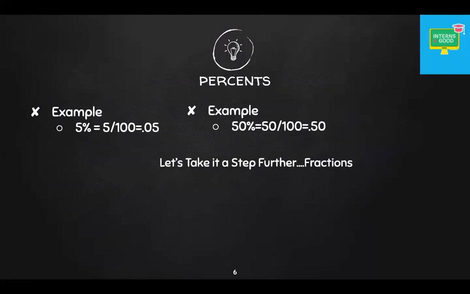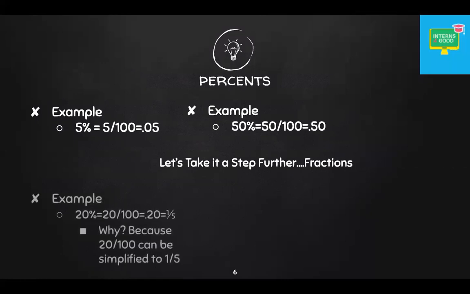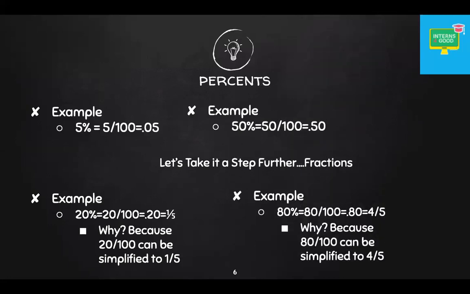Now let's take it a step further and convert percents to fractions. 20% is 20 divided by 100, which is 0.2, which is also 1/5. Why? Because 20 divided by 100 can be simplified to 1/5. 20 goes into 20 once, and 20 goes into 100 5 times. That's why it can be simplified to that fraction. Here's another example. 80% is 80 divided by 100, which is 0.8 or 4/5 in fraction form. Why? Because 80 divided by 100 can be simplified to 4/5.